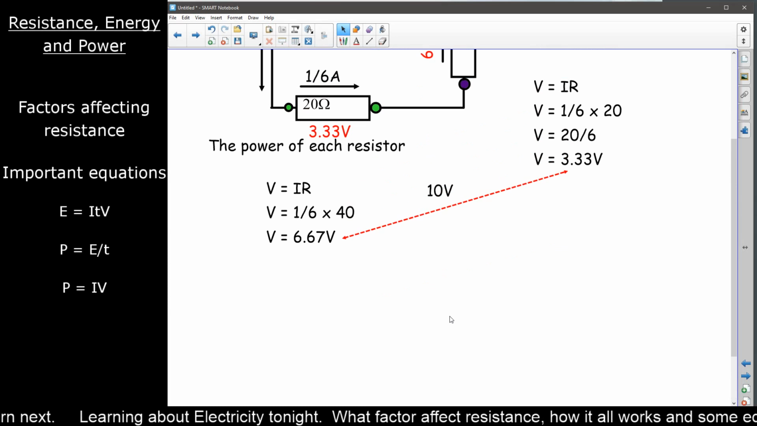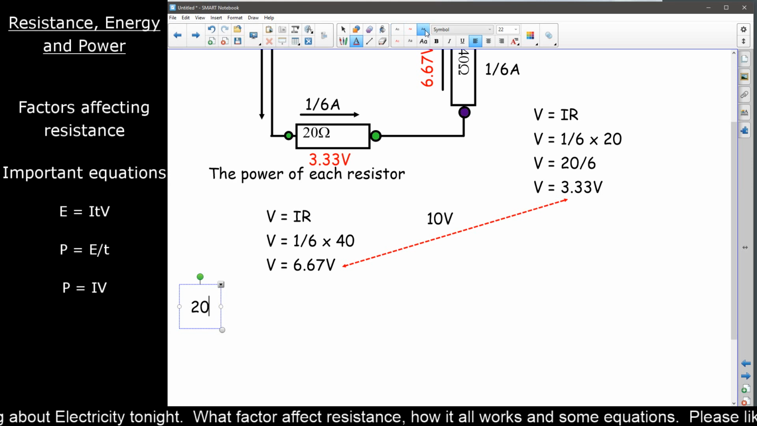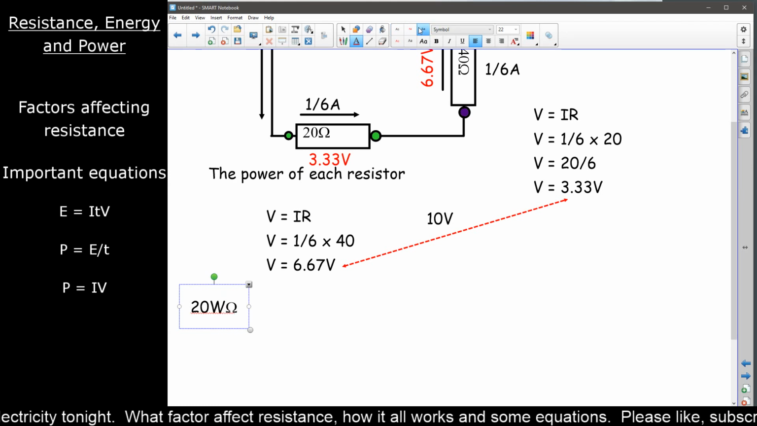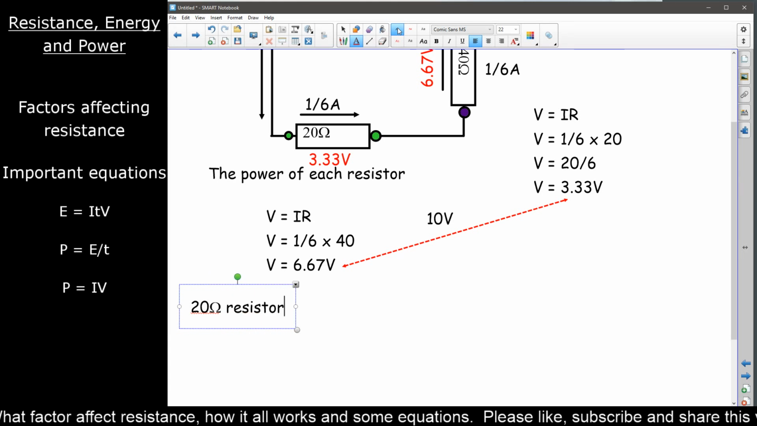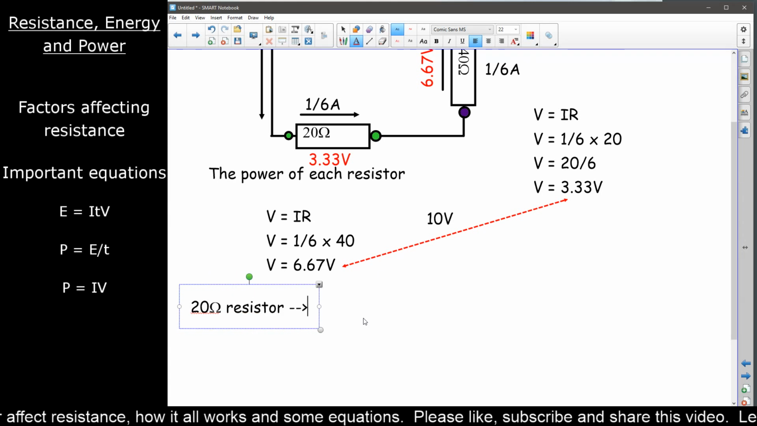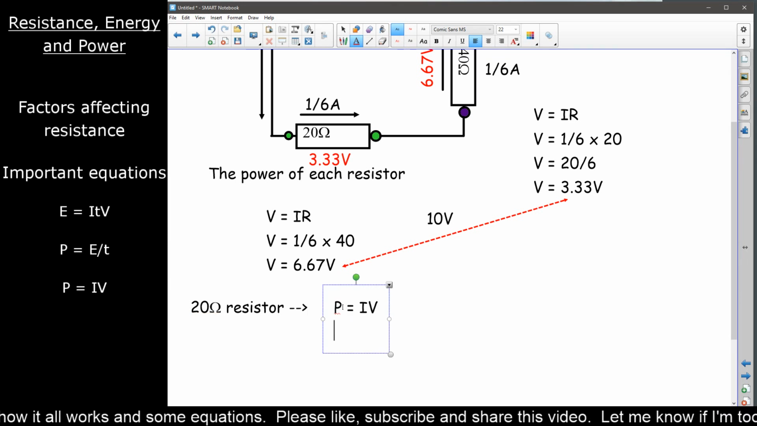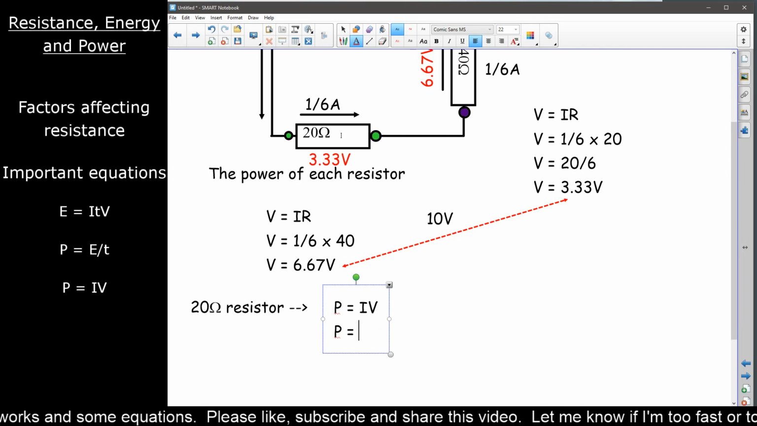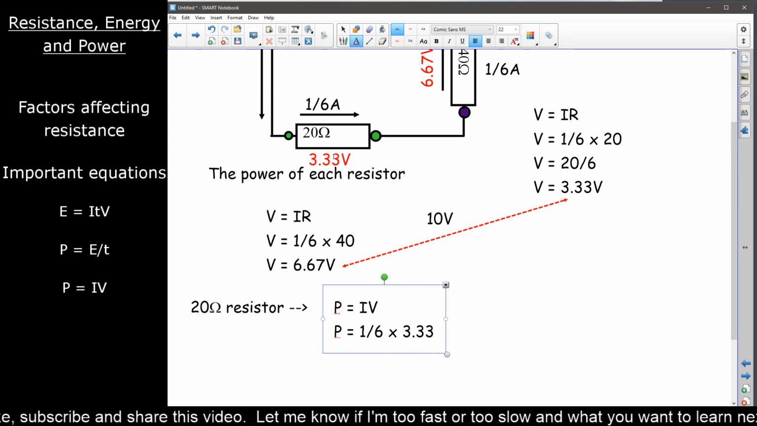So let's take the 20 ohm resistor first. Now notice how I'm laying this out. I've been doing this probably for longer than most of you have been alive, but I still write down what I'm doing, where I'm going, because I need people to understand what I'm at. So for the 20 ohm resistor, we want P equals IV. So P equals, but what's the current through my 20 ohm resistor? Look, I've put it on my diagram because I'm a clever boy. So I is 1 over 6 multiplied by 3.33 recurring. Okay, so I have really messed up on that one, but that's okay, we'll get this sorted out.